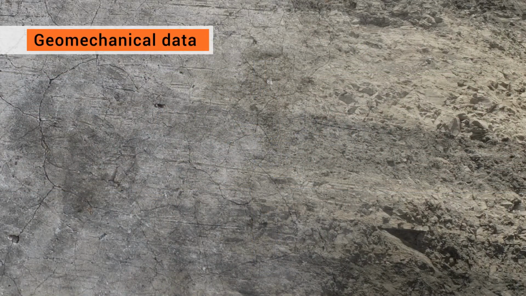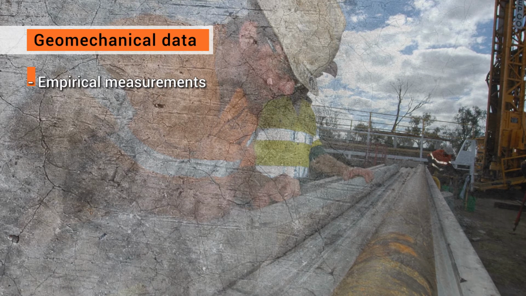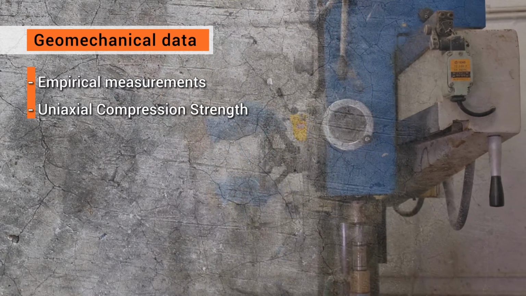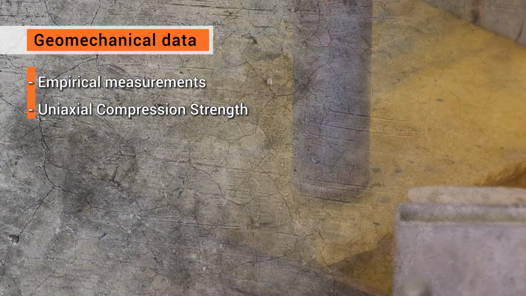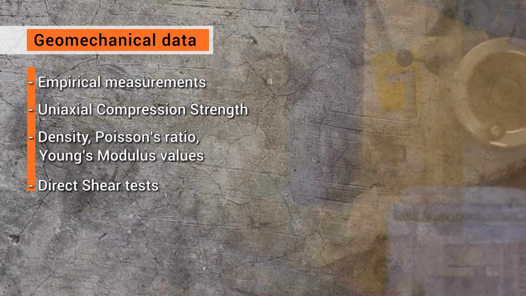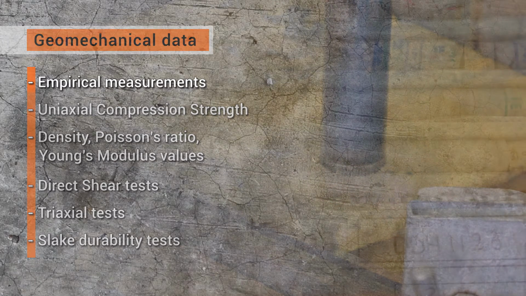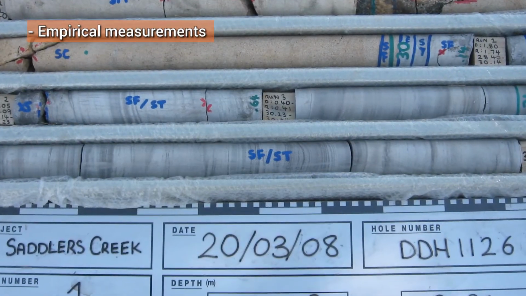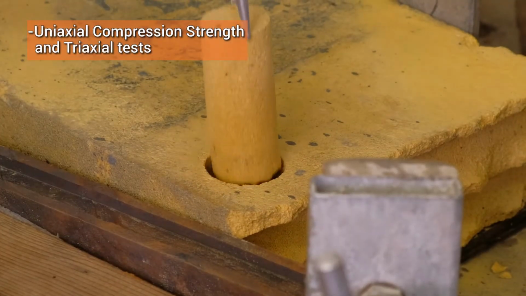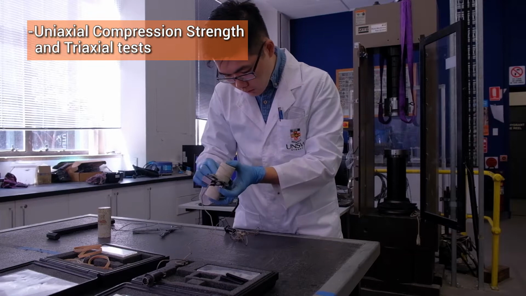Geomechanical data required includes empirical measurements such as joint roughness or RQD estimations recorded during exploration logging, uniaxial compressive strength, commonly referred to as UCS tests, or point load tests, density, Poisson's ratio, Young's modulus values, direct shear tests, triaxial tests, and slake durability tests. Empirical rock mass and defect strengths are used for the determination of material strength in lieu of laboratory samples. UCS and triaxial tests are used to estimate rock mass strength for use in slope stability models.